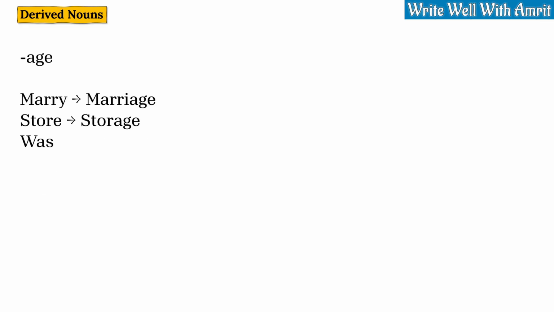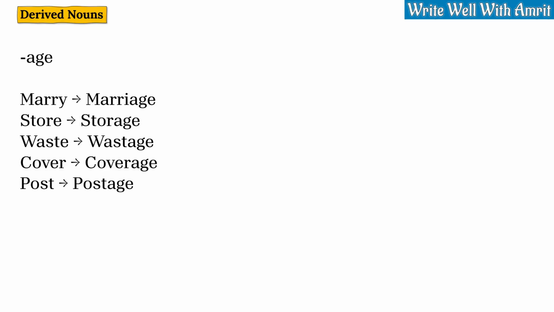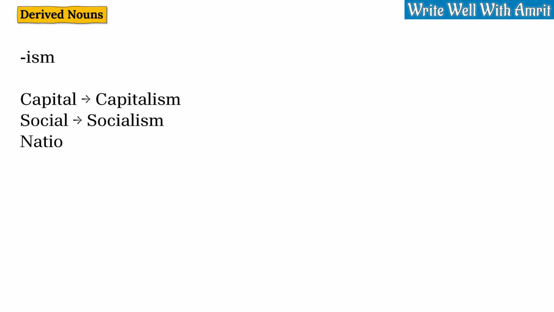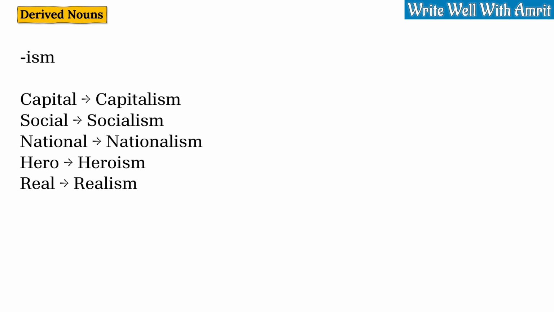You can also add age to convert words into derived nouns, like marry becomes marriage, store becomes storage, waste becomes wastage, cover becomes coverage, and post becomes postage. You can also add ism to words to get derived nouns, like capital becomes capitalism, social becomes socialism, national becomes nationalism, hero becomes heroism, and real becomes realism.